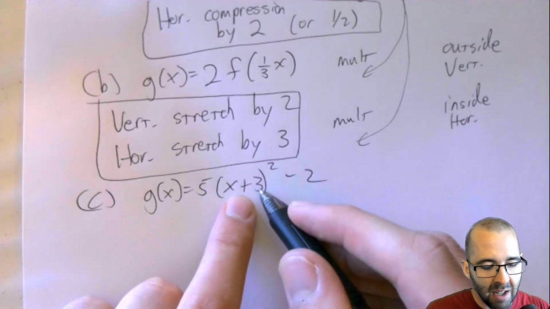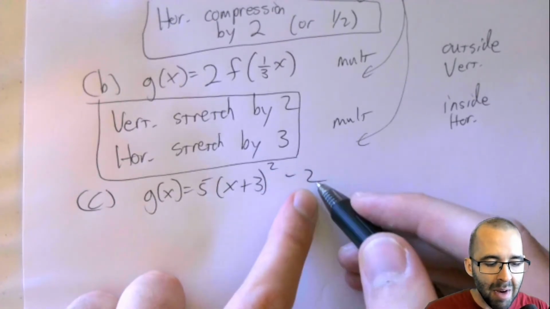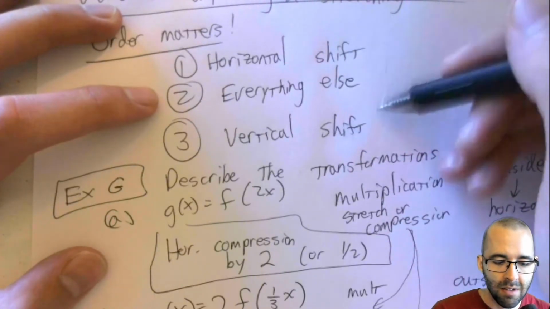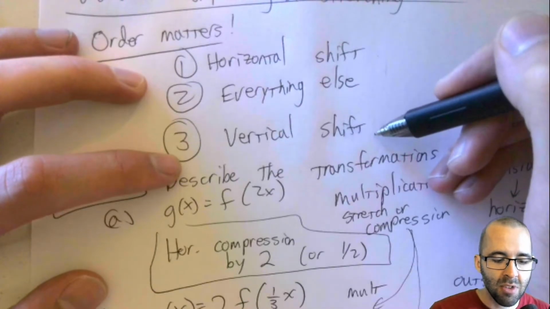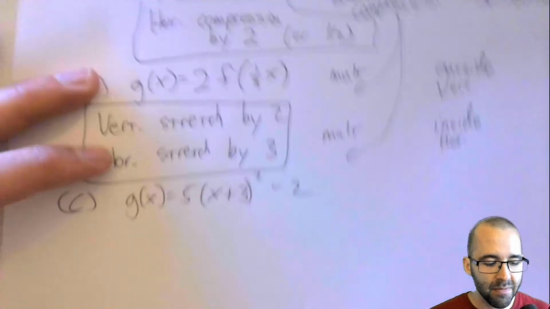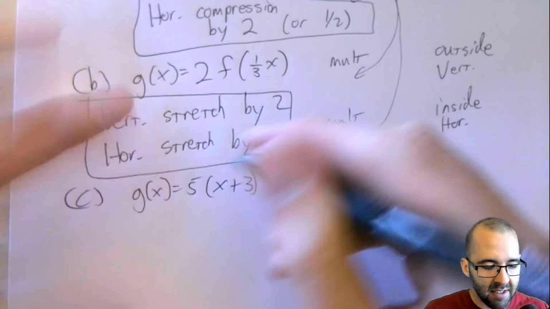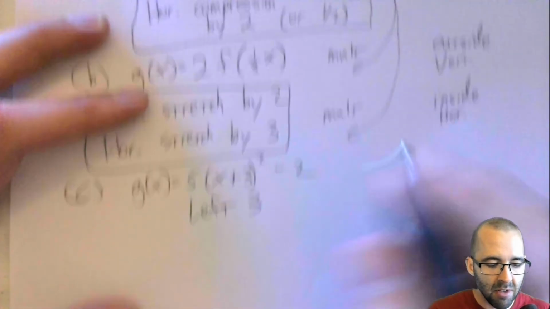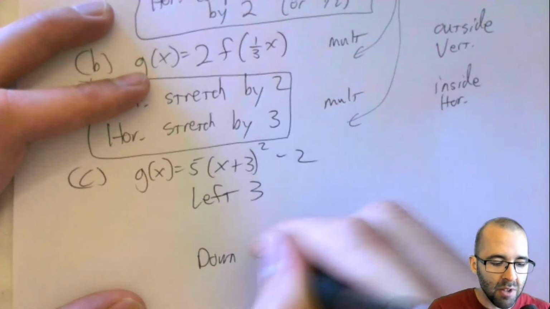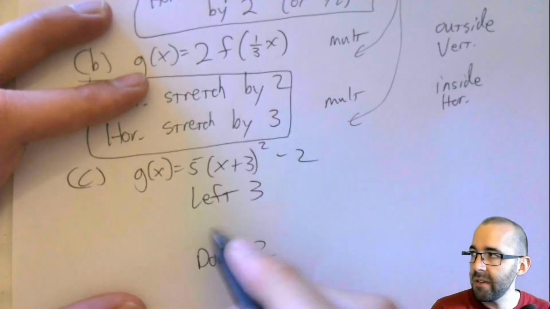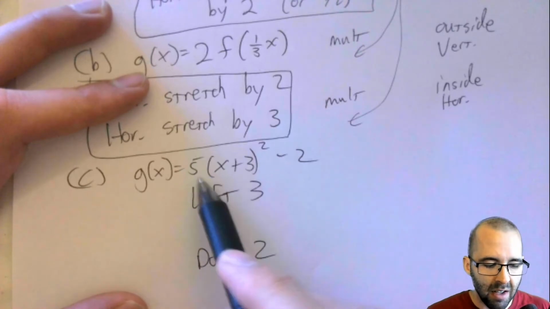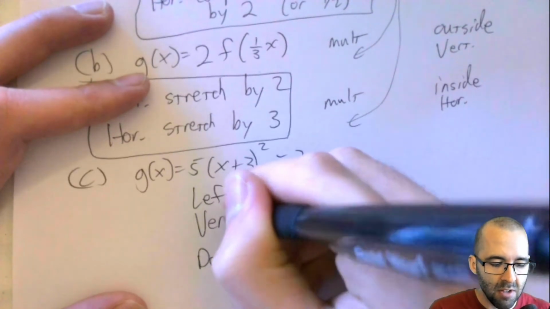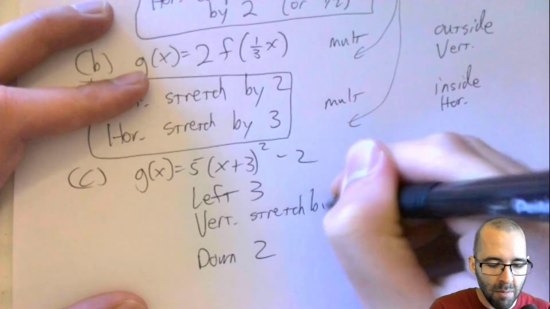Then we also have plus 3 on the inside. That's left 3. Minus 2 on the outside. That's down 2. Make sure we get our order right. Let's start with a horizontal shift. Let's end with a vertical shift. Do everything else in the middle. So horizontal shift. It's on the inside. It moves left 3 units. The last thing we're doing is the vertical shift. That's down 2 units. And everything else goes in the middle. Well, in this case, there only is one other thing. Multiplying by 5 on the outside is a vertical stretch by 5.